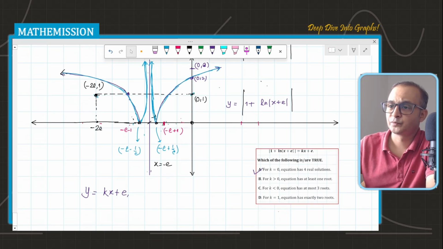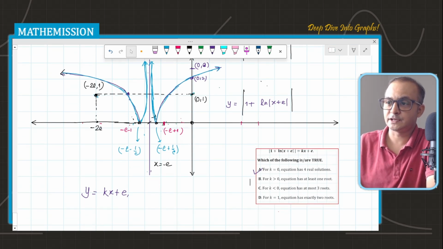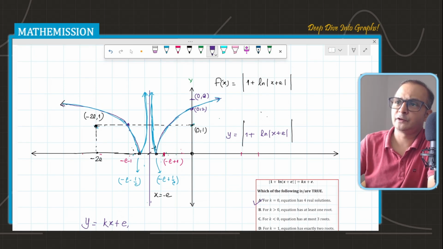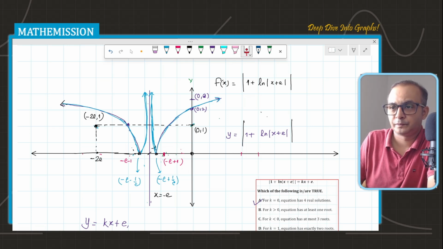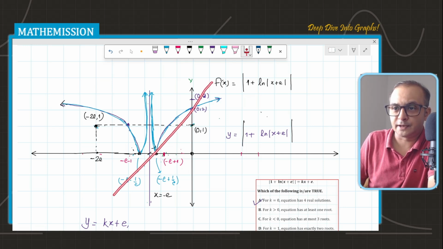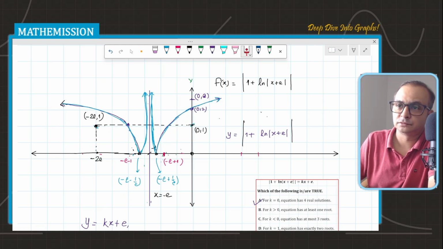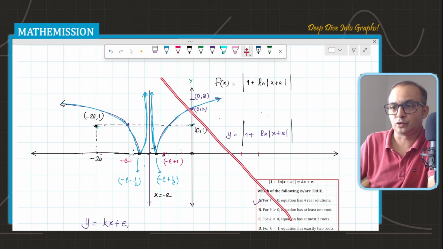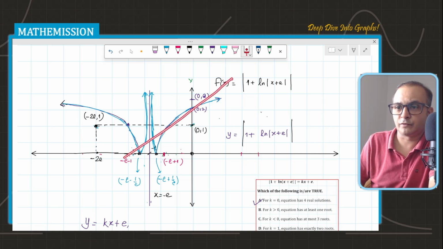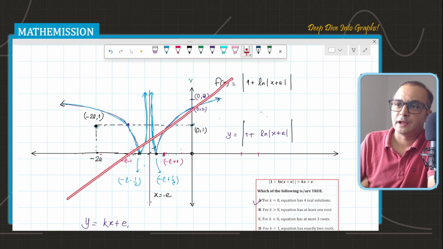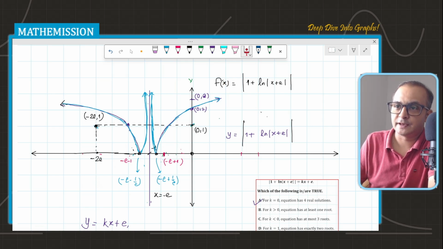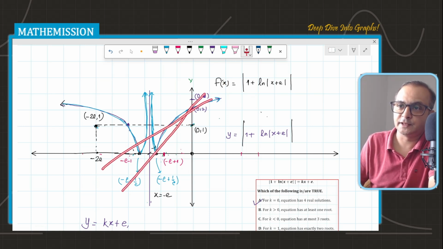The second one is, if k is positive, equation has at least one root. What is the meaning of k positive? K positive means that I must have a slope like this, the line like this, or maybe like this. It will never go from second quadrant to fourth quadrant. It will always go from first to third. So the slope is positive. It means I'm drawing the graph either like this or like this or like this.